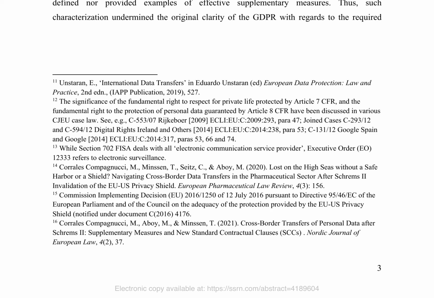Consequently, the original clarity of the GDPR has been undermined, necessitating new standard contractual clauses (SCCs) and supplementary measures to compensate for potential deficiencies in third-country law and practices. The pharmaceutical sector, where cross-border data transfers are crucial for research and development activities, has been particularly affected by the Schrems II decision. The judgment has profound implications, as organizations must now navigate the complexities of data protection and implement supplementary measures to ensure GDPR compliance.